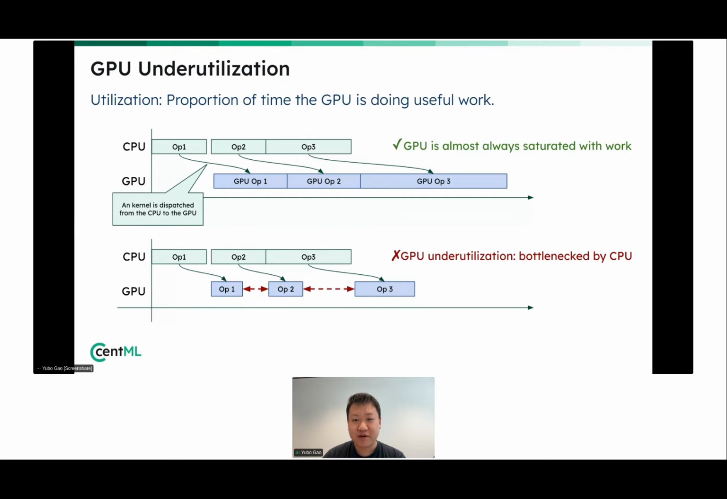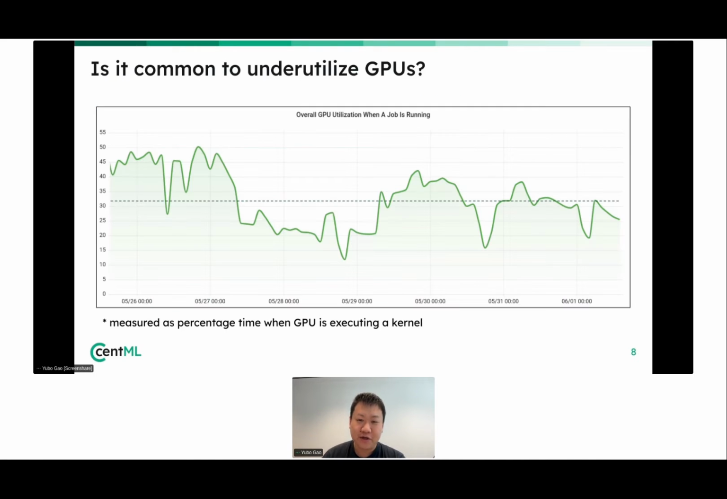So how common is this problem? And the answer might surprise you. It's actually quite common. We did a study at a local ML research institute in Toronto, and we looked at GPU utilization on their compute cluster. On average, they only have around 32% utilization. Not to shame anyone, but this presents a lot of opportunities for optimization.